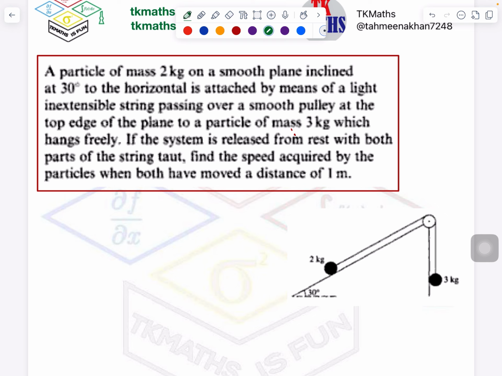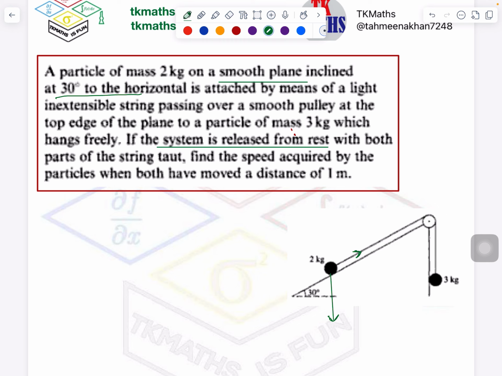Now this 2 kg particle is on a smooth plane, right? And of course the force will act downward. Then we will resolve it. And the angle is 30 degrees, we can see it in the diagram. The 3 kg is hanging here. The particle is released from rest with both particles, string is taut.